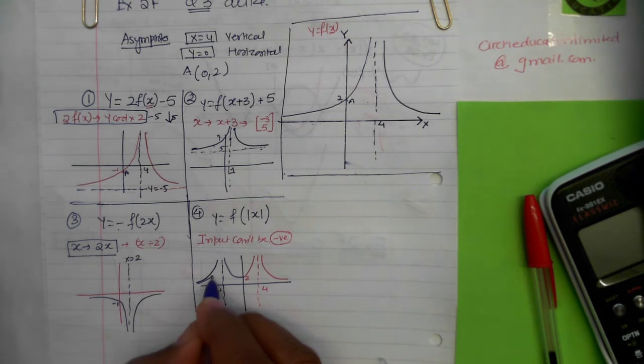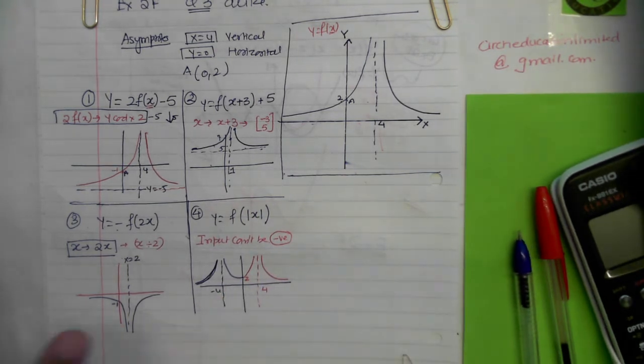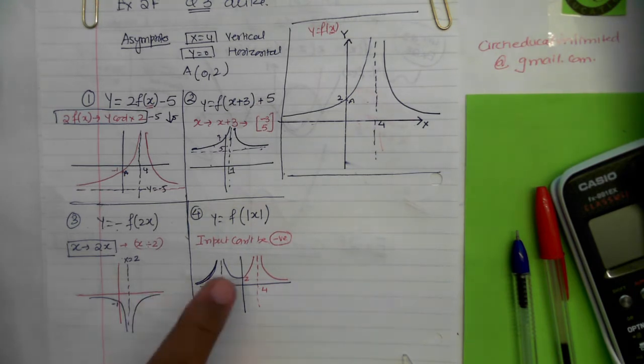Obviously you can do better reflection than I did. So guys, this is the graph of f of mod of x when the input cannot be negative.